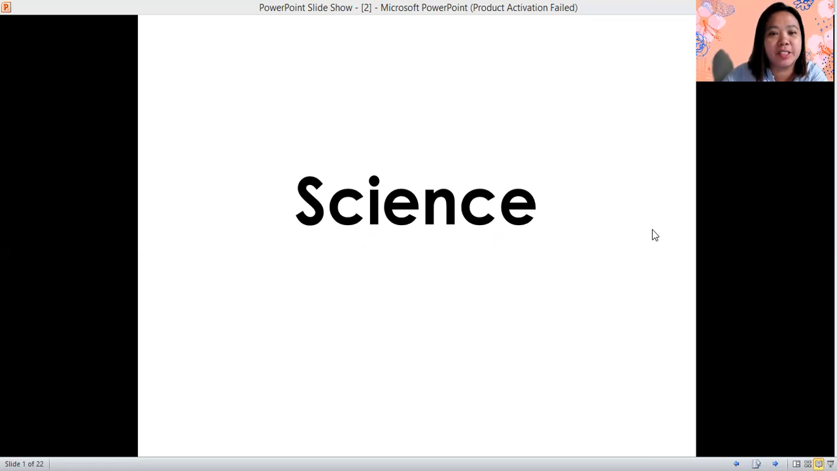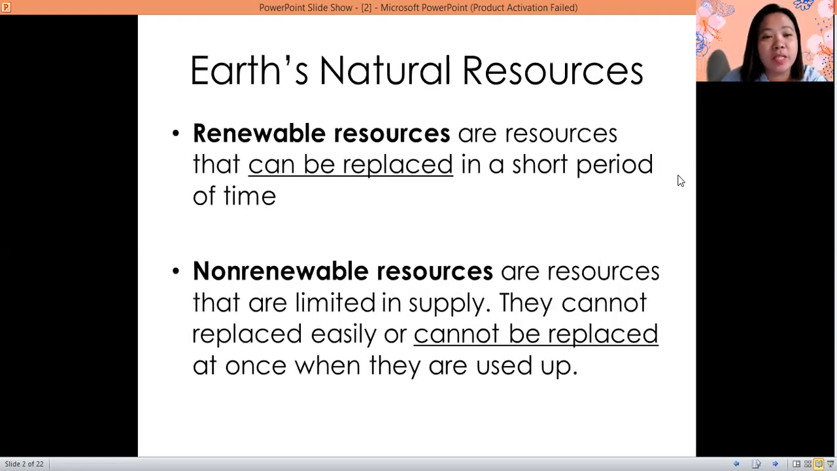Last subject for today. So for our science, last time we learned about the landforms and the water forms, and now the topic is how we are going to take good care of our natural resources, yung mga likas na yaman, okay? So our natural resources, we have renewable and non-renewable resources.